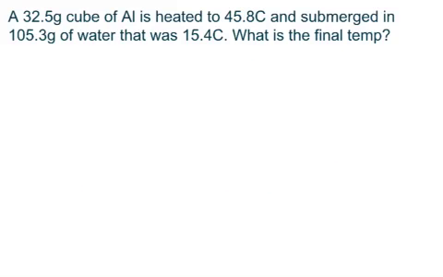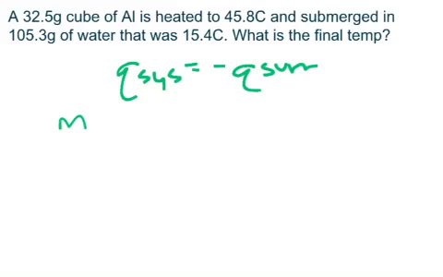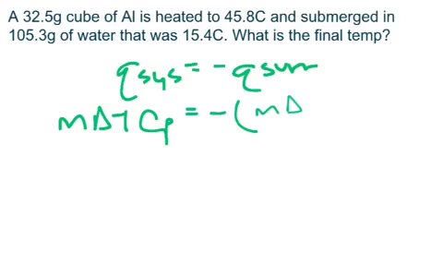So much like in your lab, if you have a situation like this where you take a cube of heated metal and you submerge it in water, you can find an unknown by setting up the fact that the Q from one is the Q for the other, but it's the opposite. One gains, the other one loses. So this is really like saying the mass, the change in temperature, and the specific heat of one substance is the negative, equal, and opposite of the other substance.